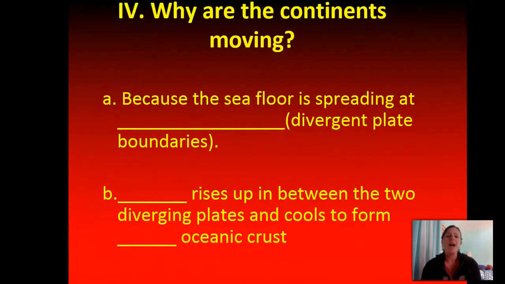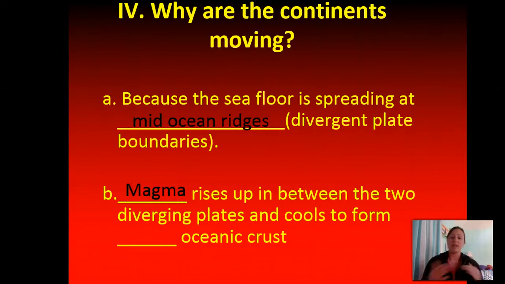So now, why are the continents moving? Well, let's talk about this a little more. We know that the top layer, the continental and oceanic crust, sit on the asthenosphere, right? We have seen that the sea floor is spreading, and that's known as a divergent plate boundary. What happens is they create these mid-ocean ridges, and in these ridges, magma rises up in between the two plates that are separating, and it cools to form new oceanic crust.